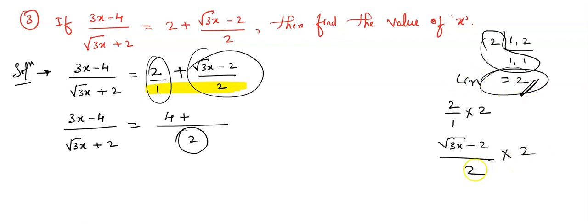LCM is 2. So this 2 gets cancelled. So what is left out? Root 3x minus 2. Is this clear? How to use this concept?